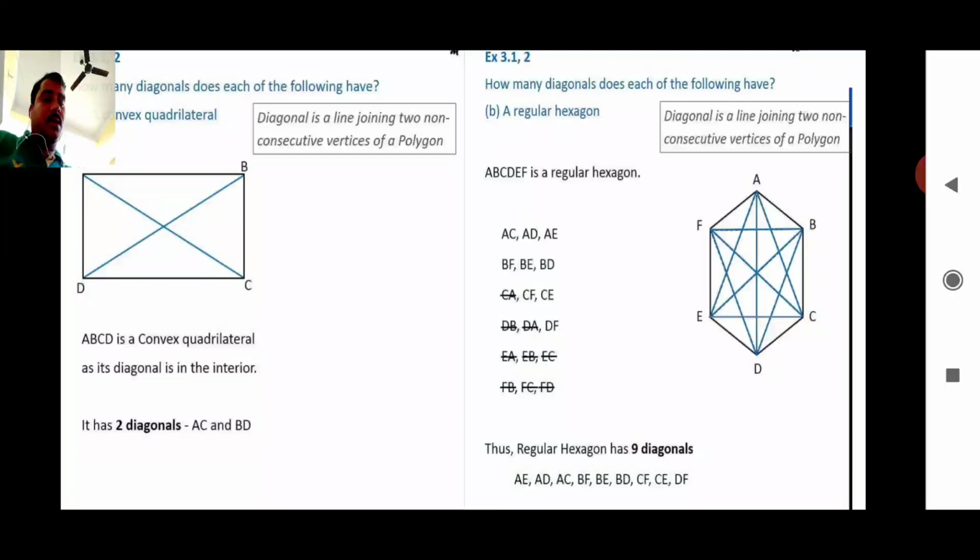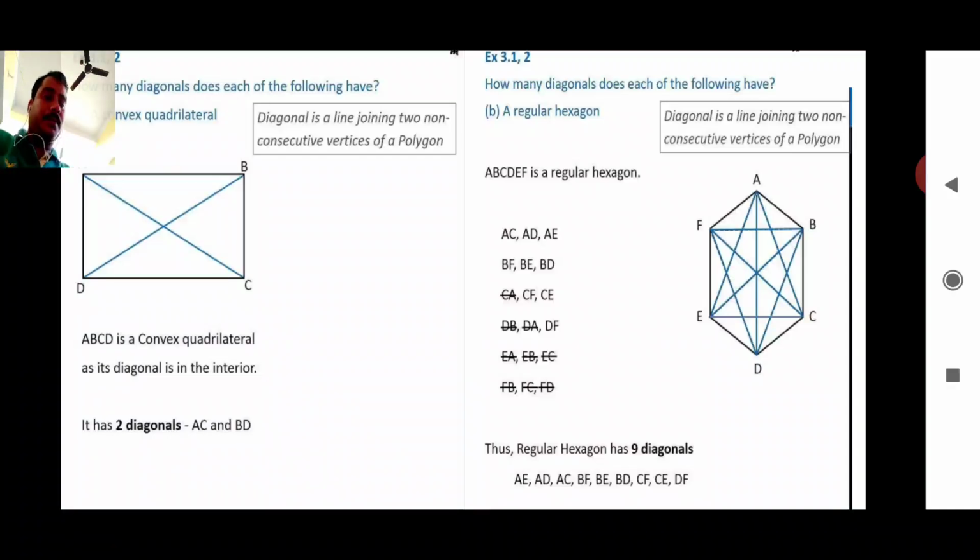Okay, then start from B, B to F, B to E, B to D. Three diagonals are here. Then start with C. The C to A is already counted. So C to F and C to E. Then from D, D to F. And total diagonals you count 1, 2, 3, 4, 5, 6, 7, 8 and 9. Total diagonals are 9. You can also apply the formula n square minus 3n by 2.